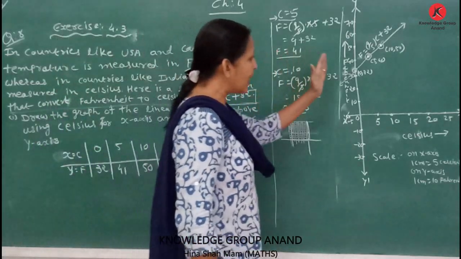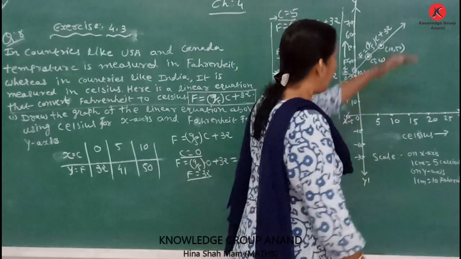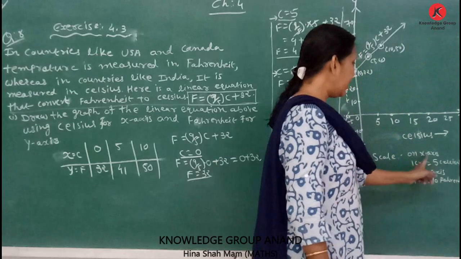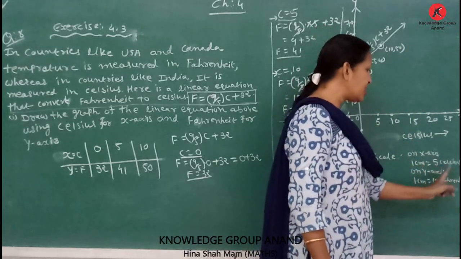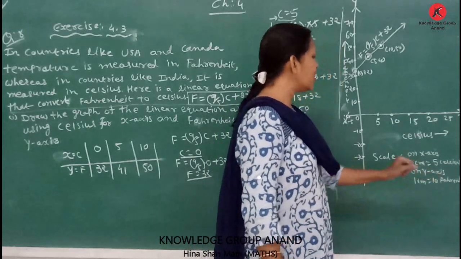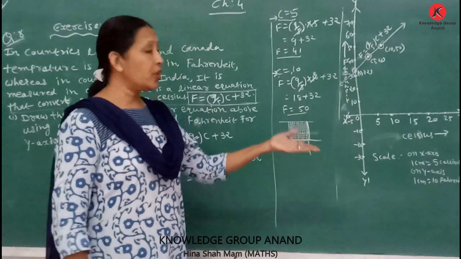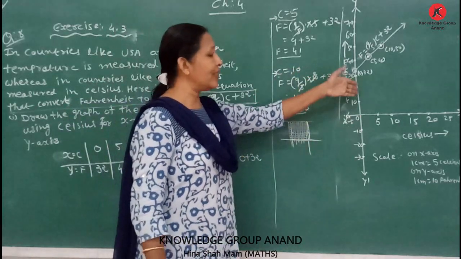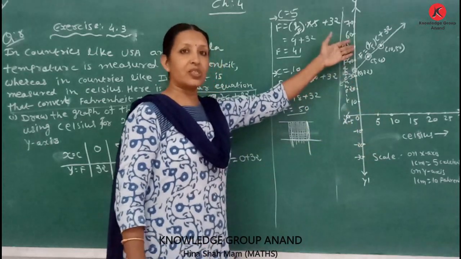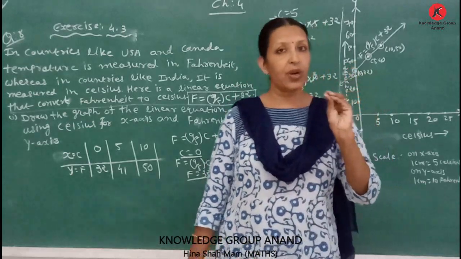You draw this graph in your graph book, write the scale in the upper corner: on x-axis I take 1 centimeter is equal to 5 Celsius, and on y-axis 1 centimeter is equal to 10 Fahrenheit. If your graph book is small, then you take on both axes 1 centimeter is equal to 5 Celsius. Then you take 10 divisions for 5 cuts.